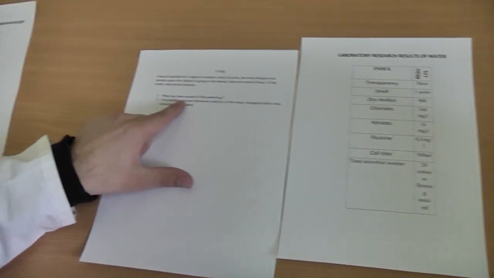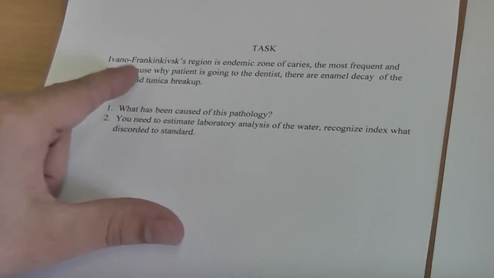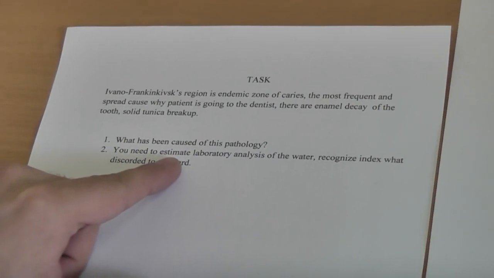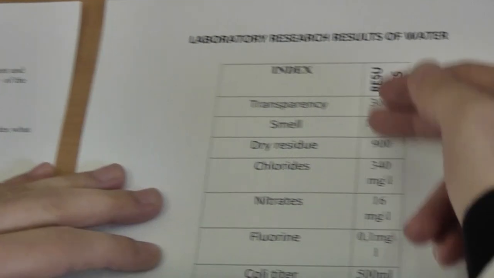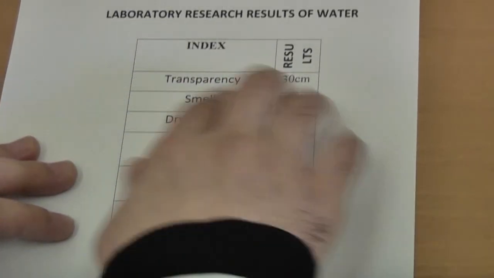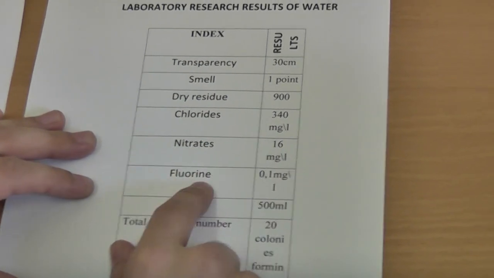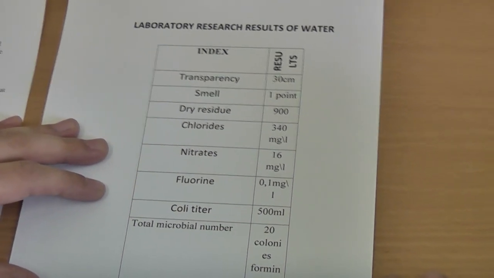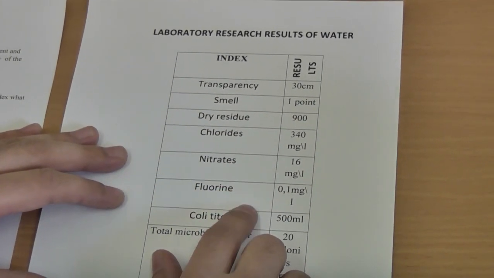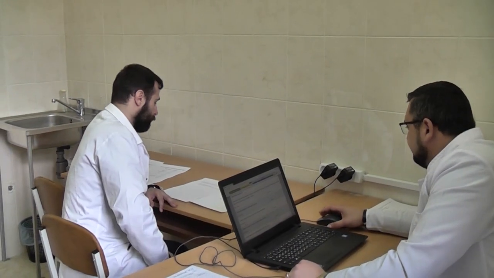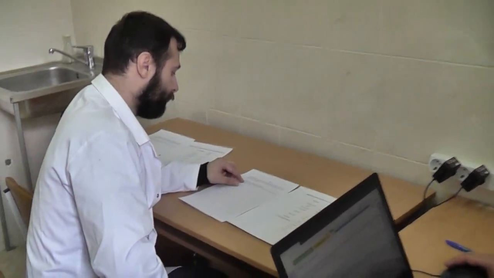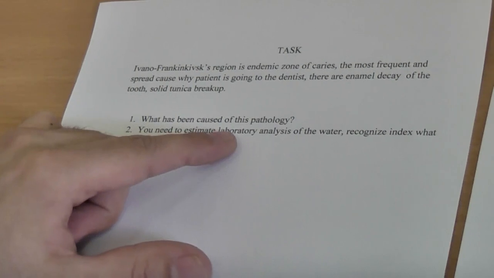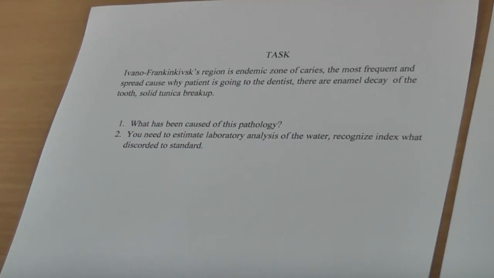Actually, this is mean in pathology, so I guess we can find out fluorosis, one kind of disease. Why fluorosis? Because by estimation of laboratory analysis, we can find out absolutely normal values except fluoride, right? And this laboratory research shows less than normal saturation. So, answering the first question, what has been the cause of this pathology? Less concentration of fluorine.